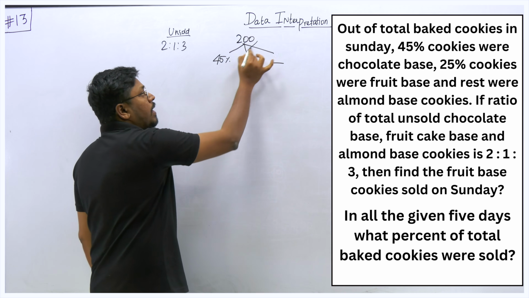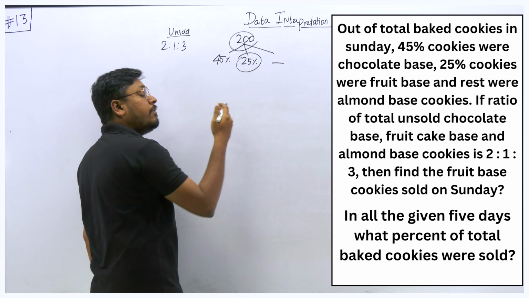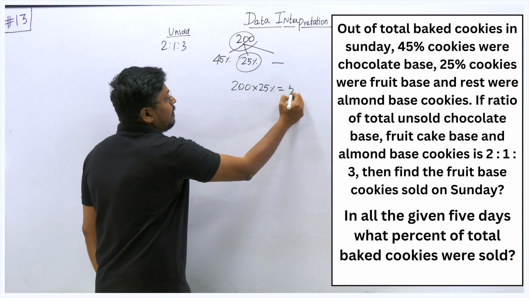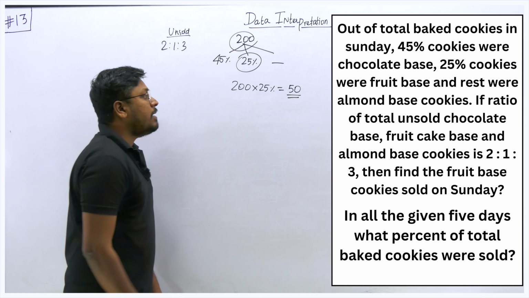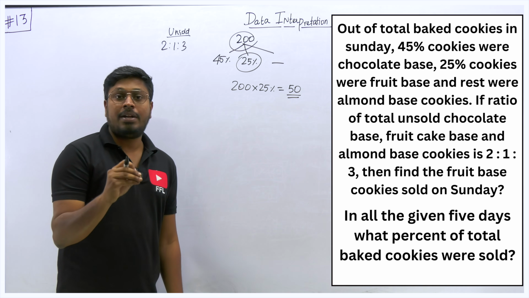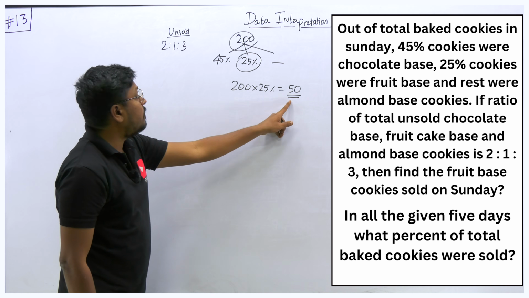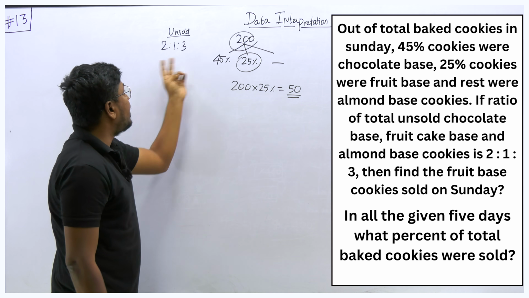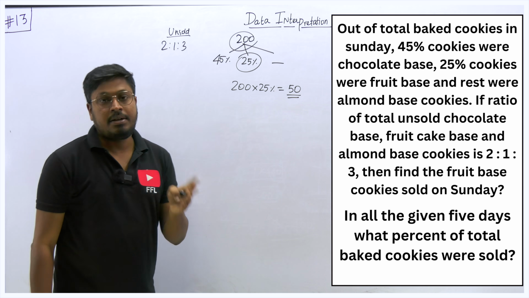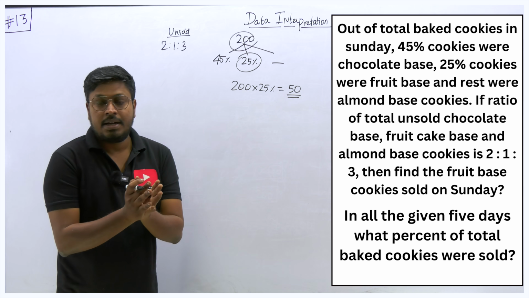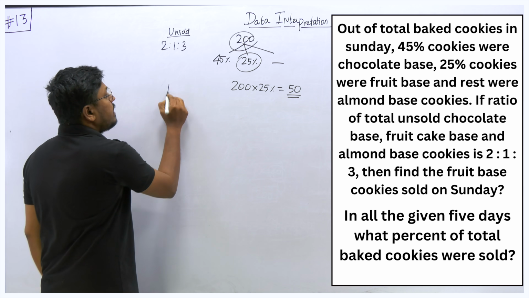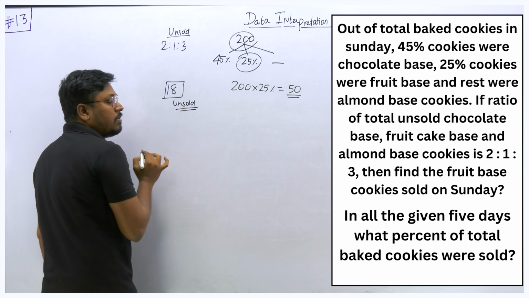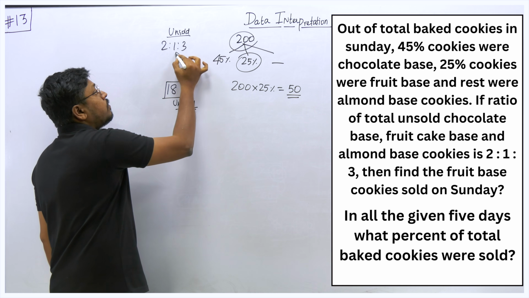We know that out of 200, 25% of the cookies are fruit based. So 25% of 200 will be 50. So 50 will be the total number of fruit based cookies on Sunday. Now they have given a ratio 2:1:3, which was unsold. According to the chart, we know that 18 cookies were unsold on Sunday. Initially we found this value. So out of this unsold, how many parts of cookies were fruit based?